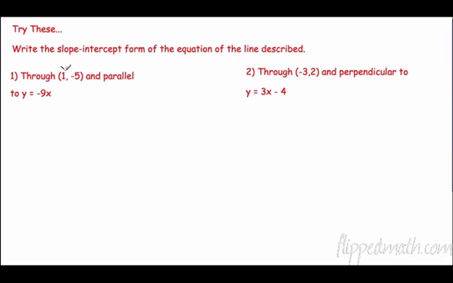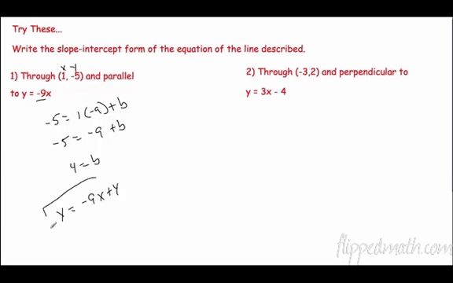Here we go. Parallel means it's going to be the same slope, so our slope is going to be -9. So -5 equals 1 times -9 plus b. -5 equals -9 plus b. Add 9, I get 4 equals b. So my slope is -9, so y equals -9x plus 4.